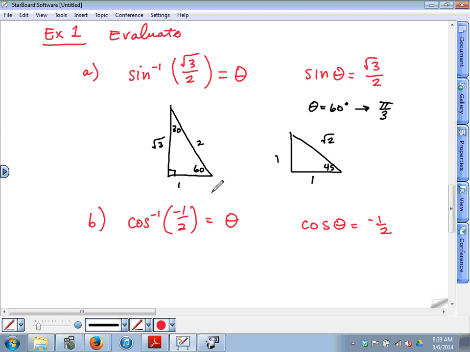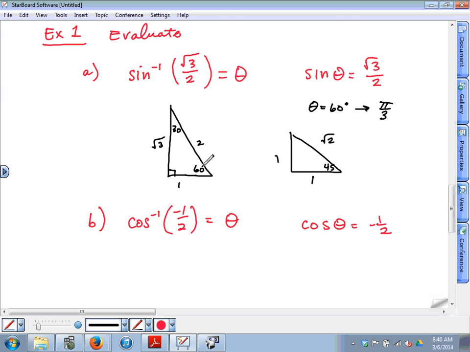The cosine of what angle, let's just first talk about positive 1/2. The cosine of what angle would give you positive 1/2? 60 degrees, right? So now you got to think and listen carefully. What angle in the second quadrant has a reference angle of 60? 120.